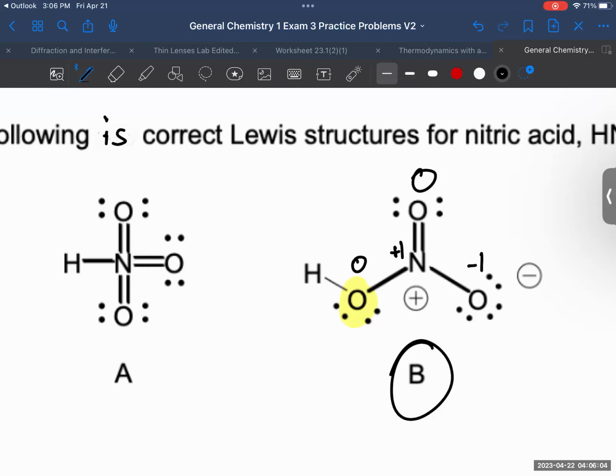So Dylan, the charge of the H would be zero because hydrogen only has one valence electron. It's owning one electron right here in this bond. So one minus one is zero.